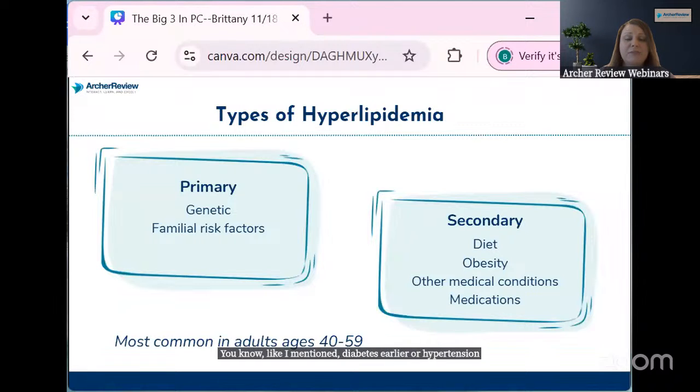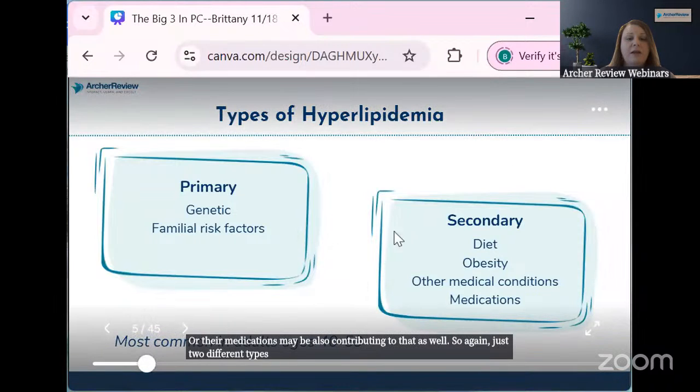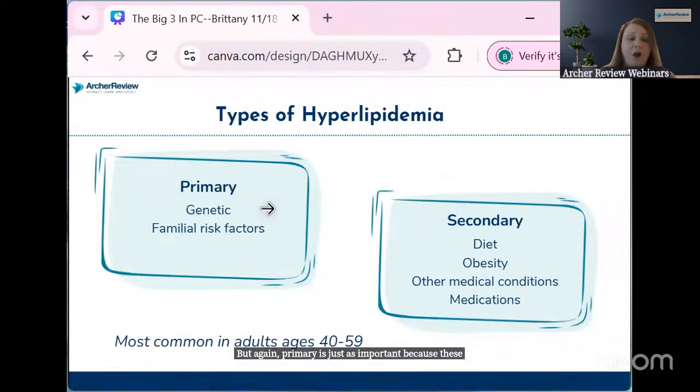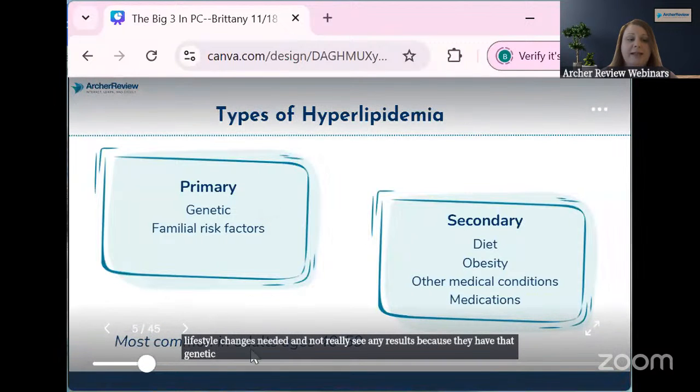Or their medications may also be contributing to that as well. So again, just two different types, but the one that we usually think about here, at least in America, is secondary. But again, primary is just as important because these patients may make all the lifestyle changes needed and not really see any results because they have that genetic component.